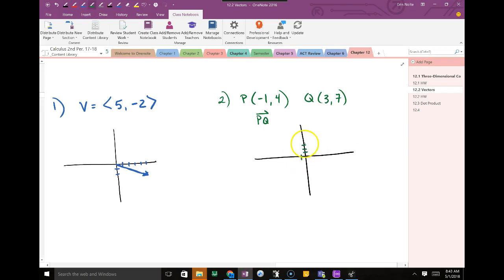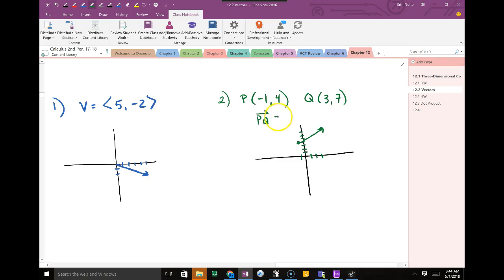-1, 4. So I'd go to -1, 4. That's my point P, so that's my initial point. Okay, and where does my terminal point exist? 3, 7. I'm at 4, 5, 6, 7. So there's my terminal point. So it goes from here to here. Okay, so can you give me the component form of that vector?